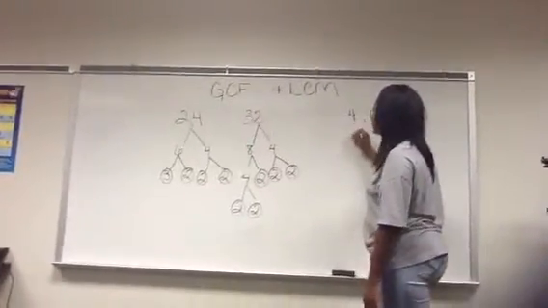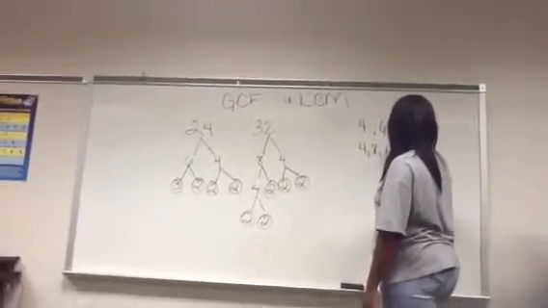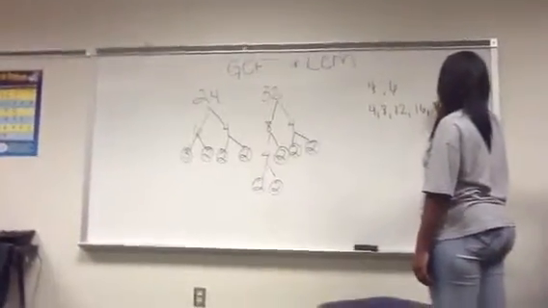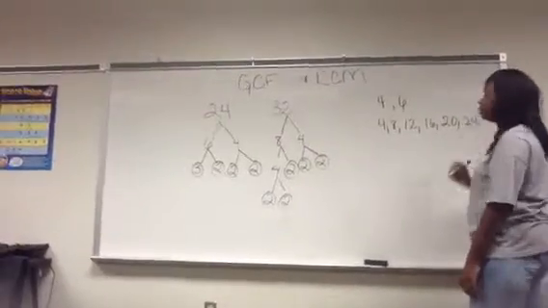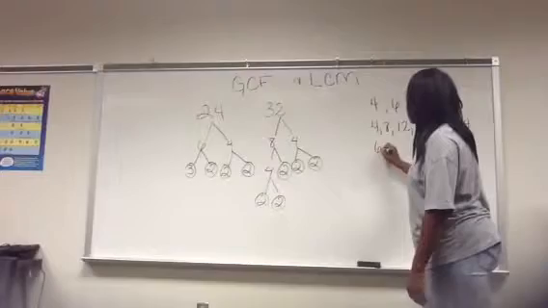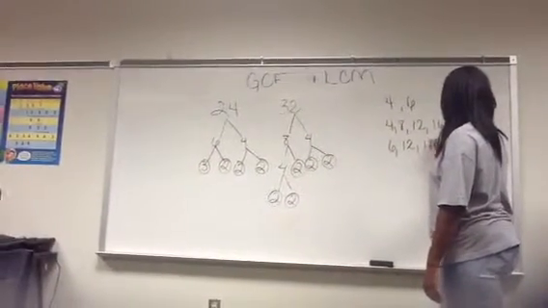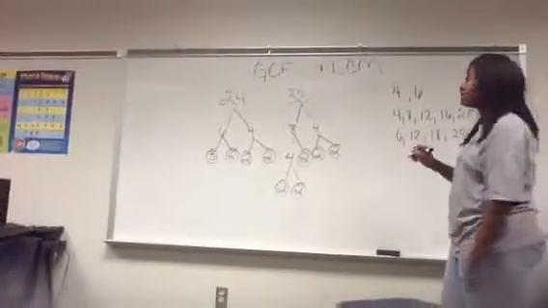But you can just make a list. 4, 8, 12, 16, 20, 24. That's my list of 4s. Here's my list of 6. 6, 12, 18, 24. Now, I see they've got some stuff in common.